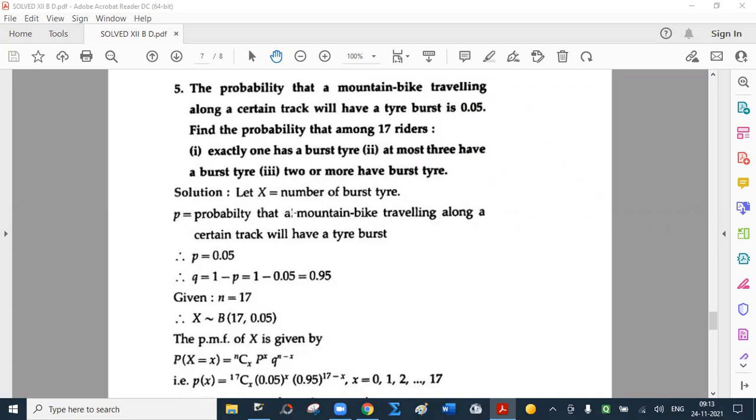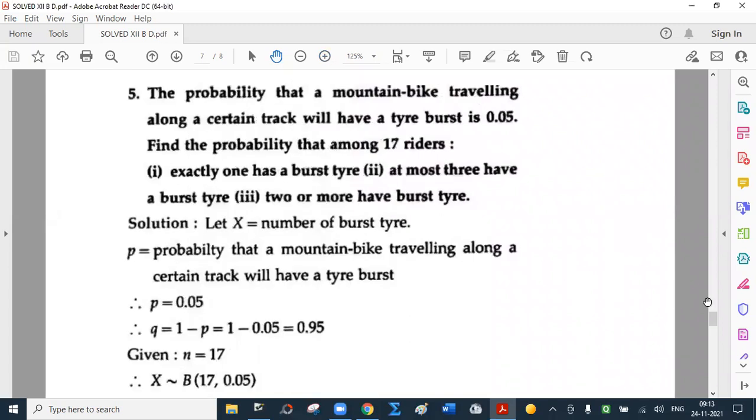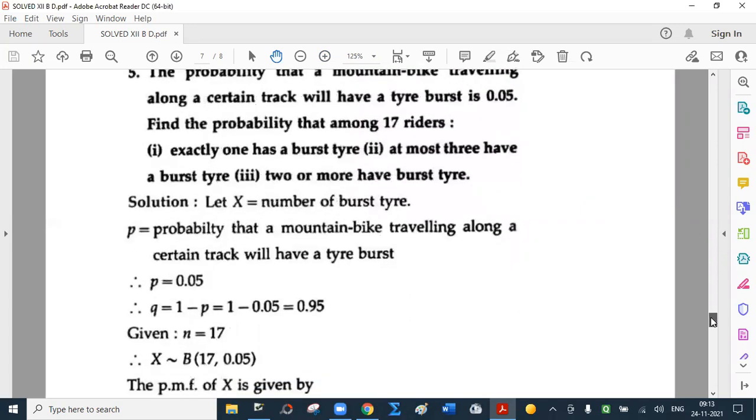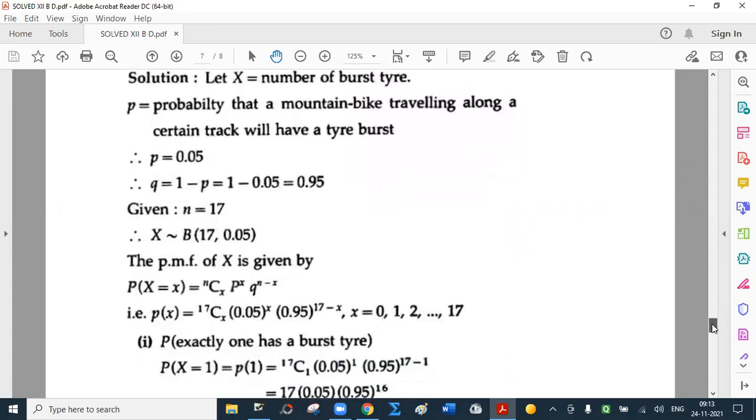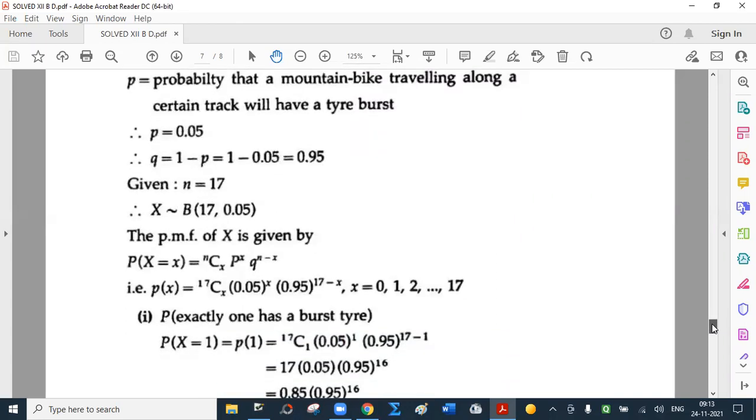Okay. Solution. Let X denote number of burst tire. p is probability that a mountain bike traveling along a certain track will have a tire burst. So it is given to be 0.05. Okay. So q is 0.95. n is 17. So X follows binomial distribution with parameters 17 and 0.05. So it is PMF.